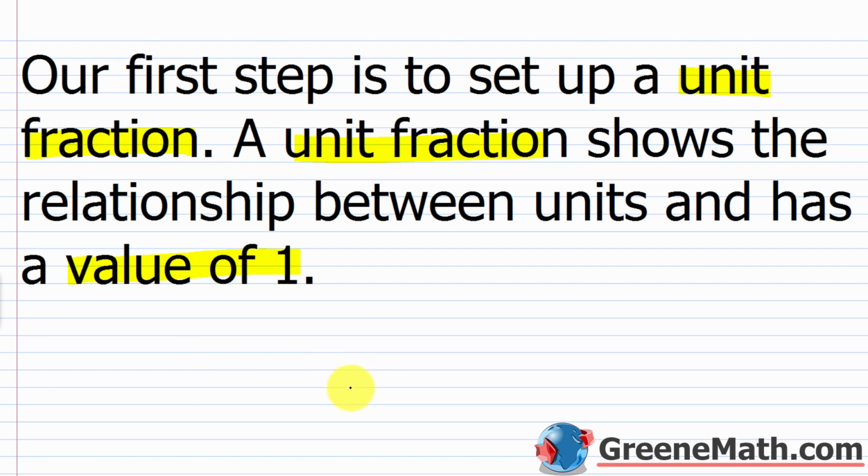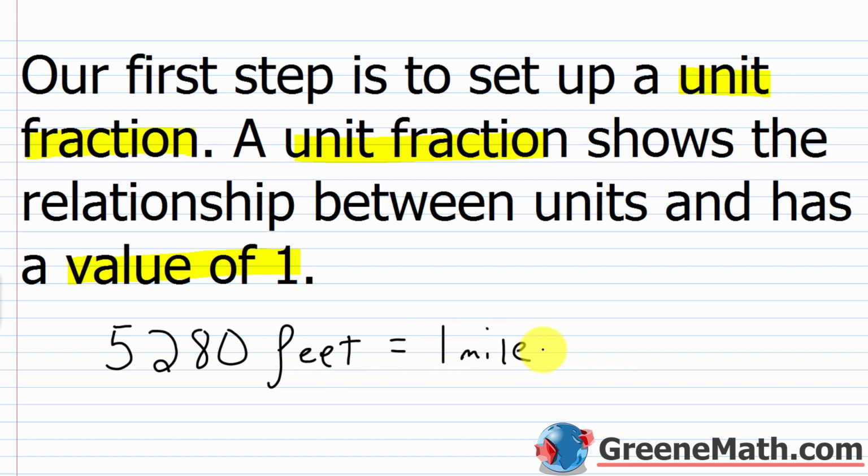For example, if I have 5,280 feet, and that's equal to 1 mile, well, if I write 5,280 feet over 1 mile, this is going to have a value of 1. Right? It's the same thing over itself. It's the same distance. It just looks different because it has different units involved. This has feet and this is based on miles.